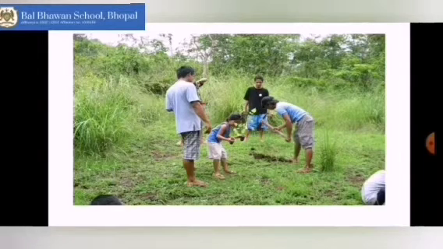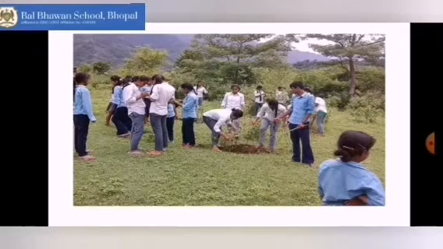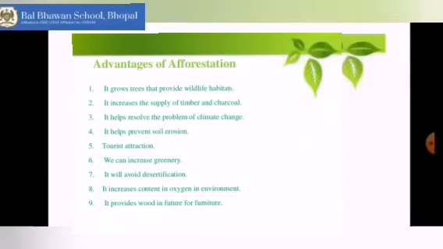Afforestation is the process of planting trees or sowing seeds in a barren land, devoid of any trees, to create a forest. It is important because it helps check the overuse of natural resources by providing an alternative source pool. Now question arises, what is the need of afforestation? So kids, as the deforestation and global environmental issues due to industrialization are growing more seriously, there is an urgent need for the mankind to resolve them. So we need afforestation.